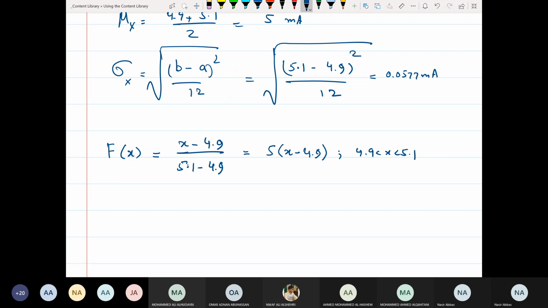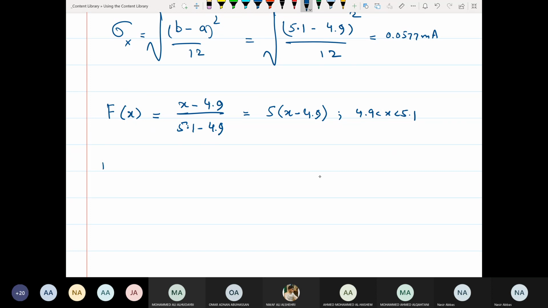For example, if I ask you to find the probability that x is less than 4.95, this is capital F of 4.95. So you just plug in 4.95 into the function and you get 5 times 4.95 minus 4.9. So that should be... What is the answer? Can anyone tell? 0.25. 0.25.